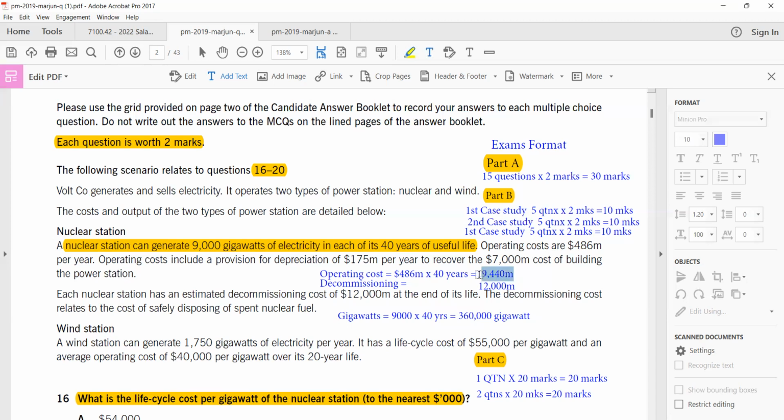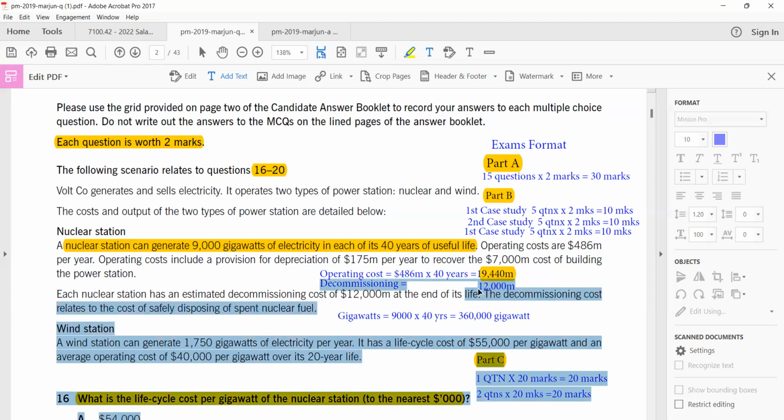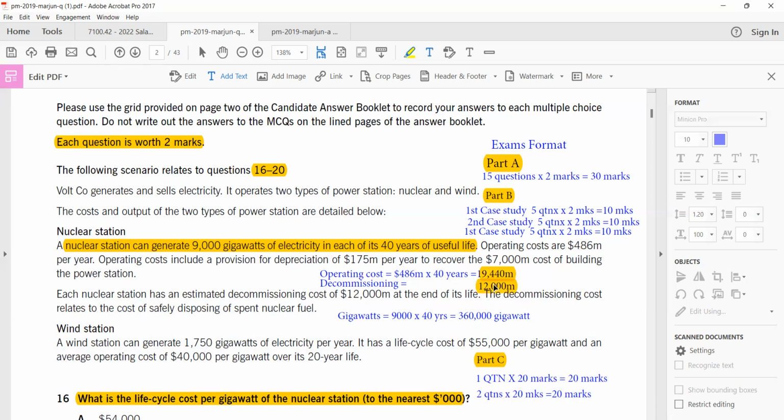So 19,440 plus 12,000 will give us the life cycle cost of the product. We will now divide this by the total number of gigawatts, because the examiner said calculate the life cycle cost per gigawatt. So life cycle cost per gigawatt will be the life cycle cost divided by the total number of gigawatts. So we need to first calculate the life cycle cost, then divide it by the total number of gigawatts to get it per unit.